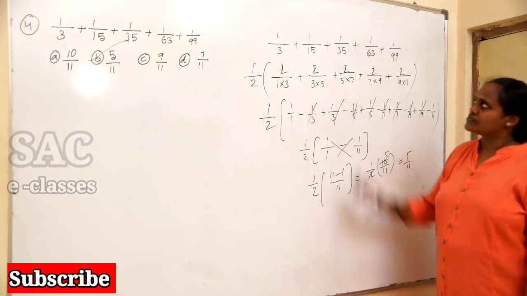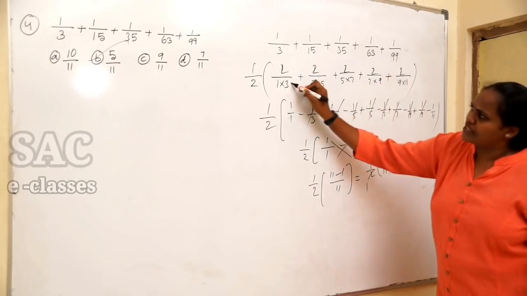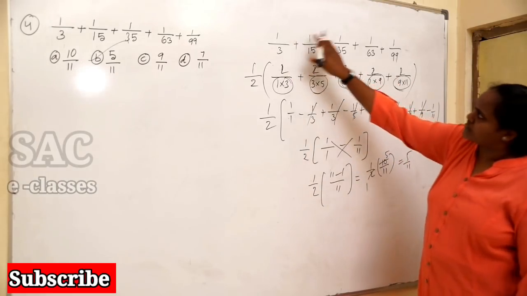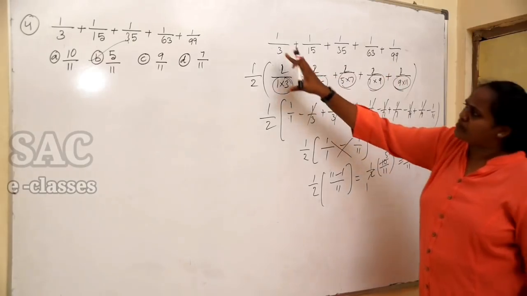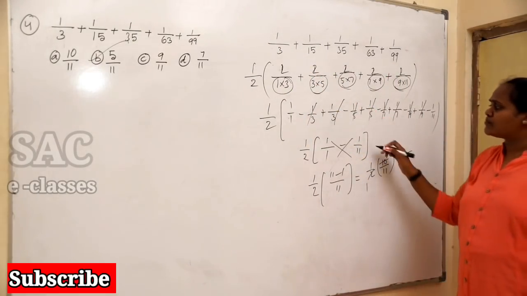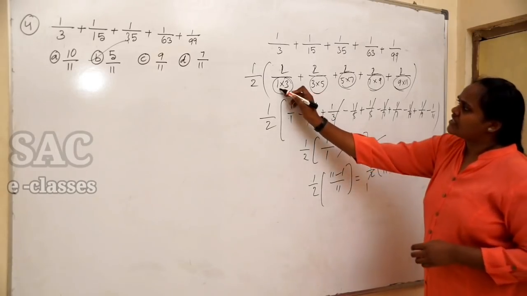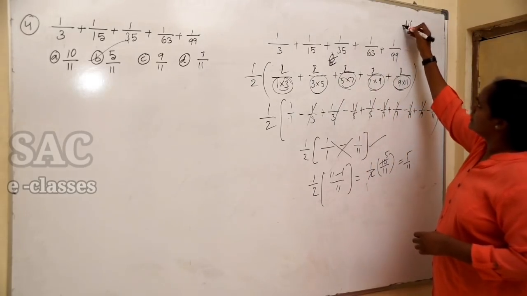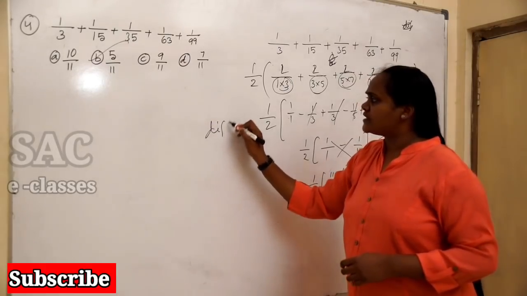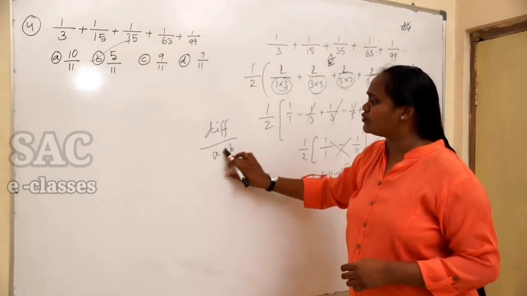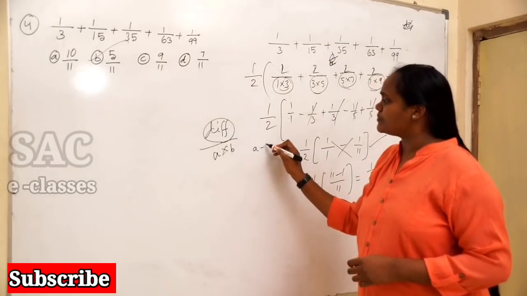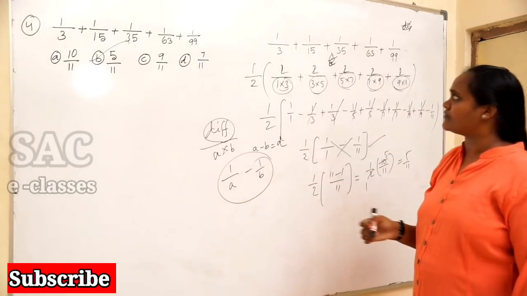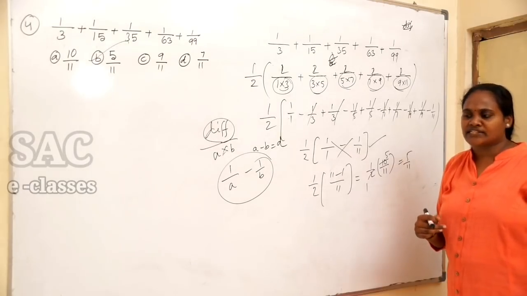So very simple. Just observe the given denominators. Denominators are consecutive odd numbers whose difference is 2, but the numerator is not 2. I made it 2 by multiplying with 1/2. Then I used the previous technique, that is, if A and B are any two numbers with difference D, then D/(A into B) is 1/A minus 1/B. The same technique I have used, and we got the answer. Let's move to the next PYQ.